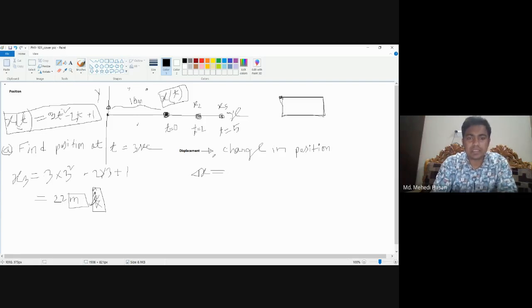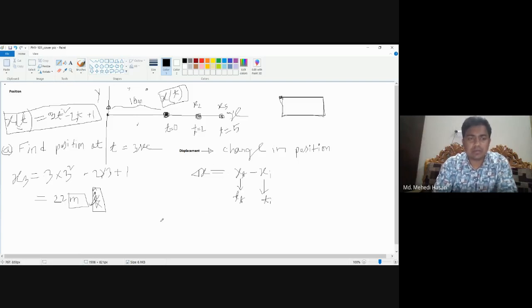So displacement is del x. It's also a vector quantity, and this displacement direction is along the x-axis, so there's no need to write the i cap. Del x is equal to the change in position, which is final position minus initial position. Here the final position is the position at time tf, and the initial position is the position at time ti.